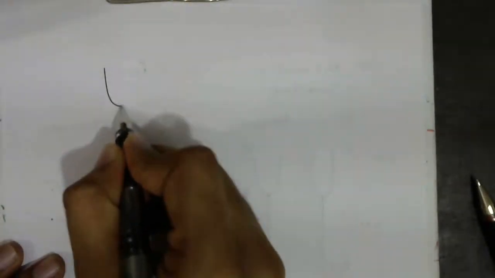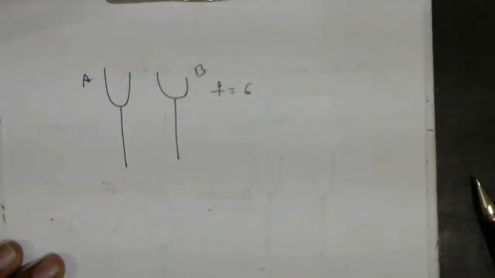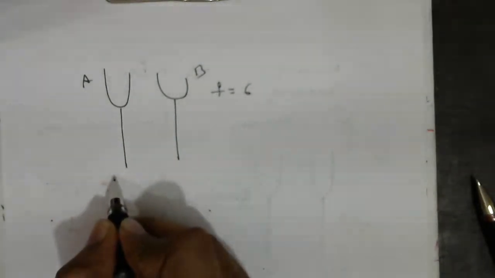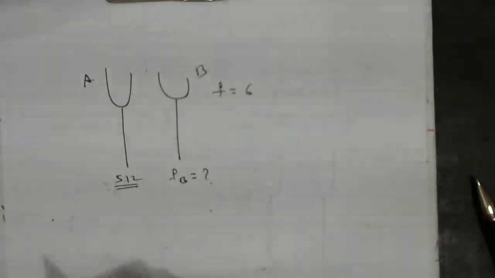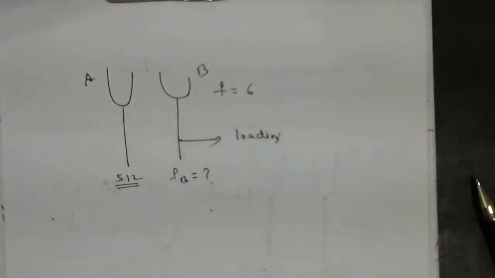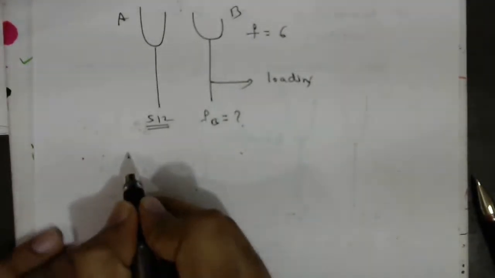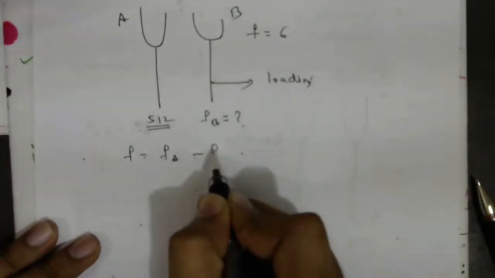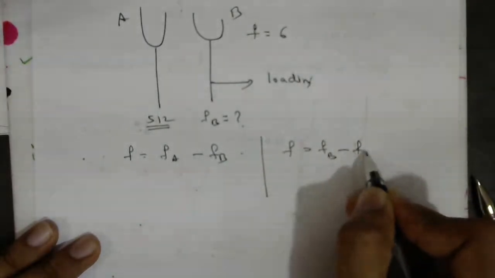Now, here two tuning forks are there, A and B. When sounded together, beat frequency, how much did you get here? 6, initially, before loading. And this is 512. And this one is unknown. We don't know. We are loading the unknown frequency. In this case, we know two cases: F is equal to FA minus FB, and F is equal to FB minus FA. We don't know which one is greater.